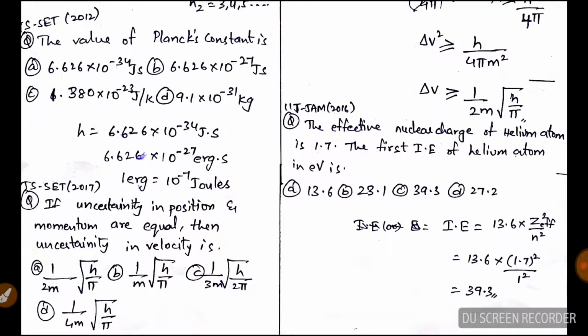And this is the IIT JAM question 2016. The effective nuclear charge of helium atom is 1.7. So the first ionization energy of helium atom in electron volts is. So effective nuclear charge, you could just write this atomic number as Z effective also. In order to confuse you, they might give it like this. So you should remember that the ionization energy formula is equal to 13.6 into Z effective whole square by n square. And this is the formula, this is the simplification.